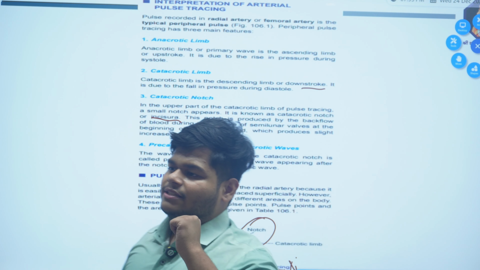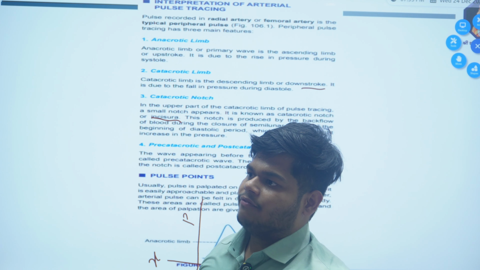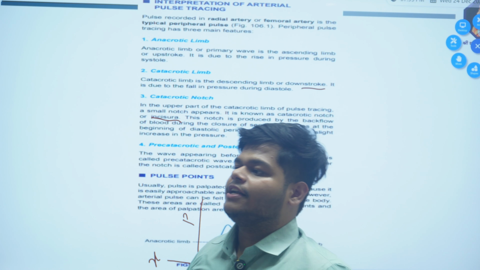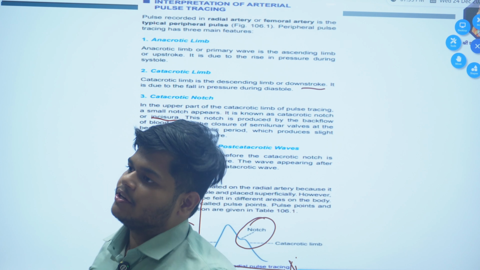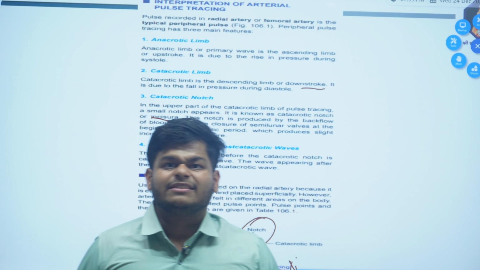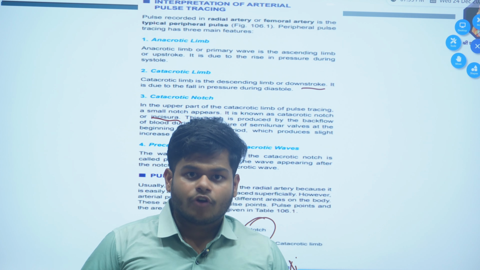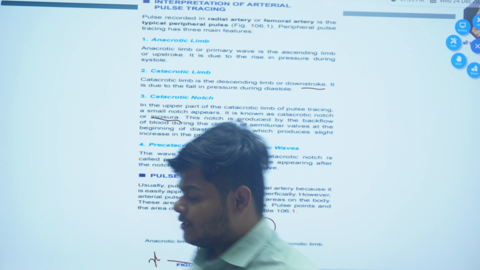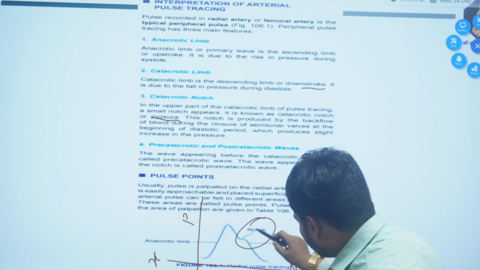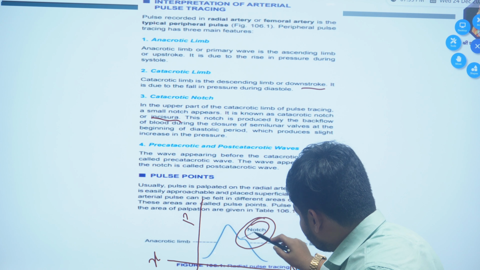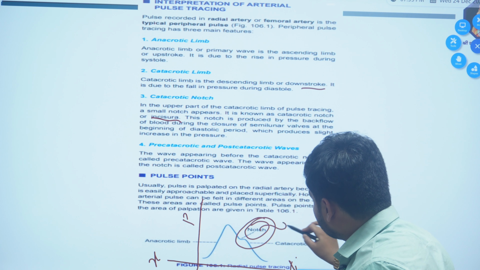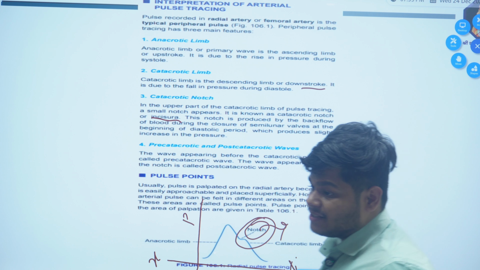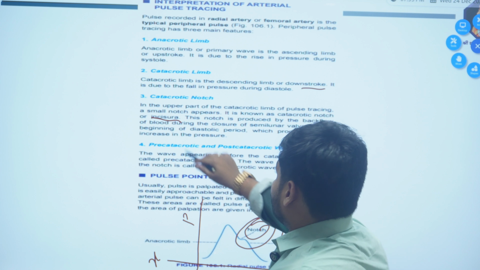Now imagine you have one container and you are putting any liquid in it under pressure, and suddenly you close that container. In between, the pressure rises up to a certain extent. That pressure increase is represented by this small notch. It is also called incisura, right?